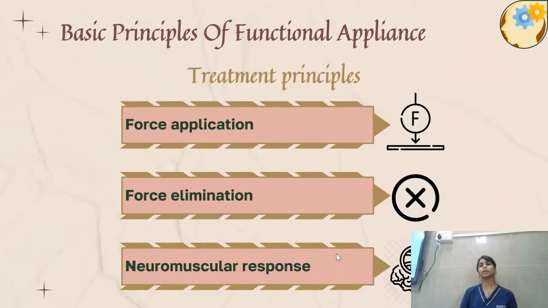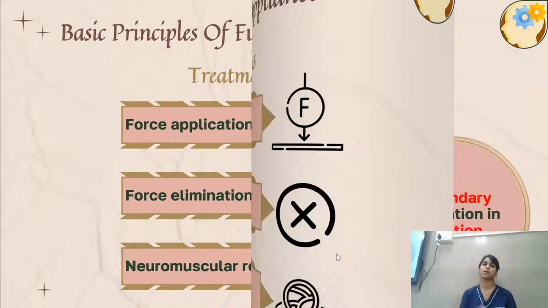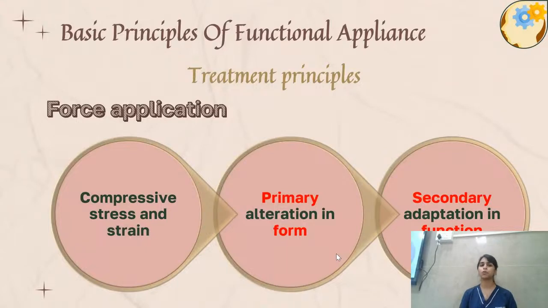So, what are the basic three treatment principles of a functional appliance? It is force application, force elimination, and neuromuscular response. First, let's discuss force application. Force application is nothing but a compressive stress and strain, which will primarily cause an alteration in form, and that will lead to a secondary adaptation in function.